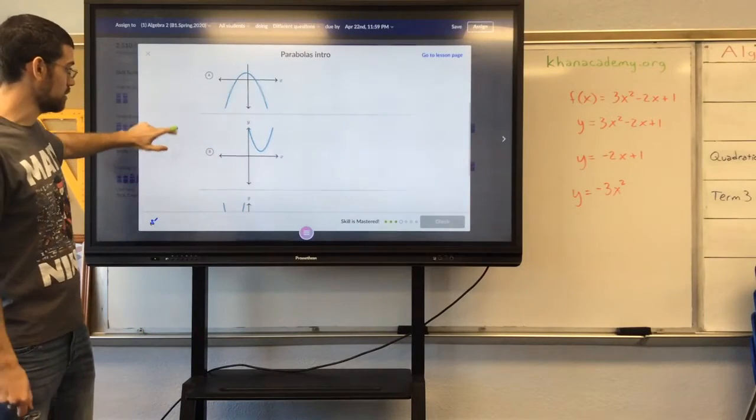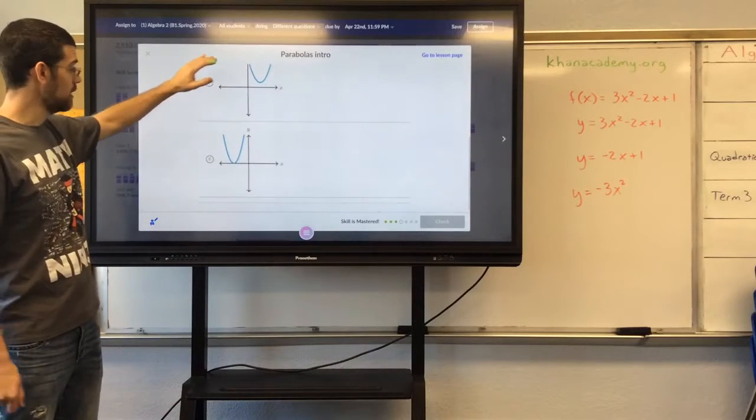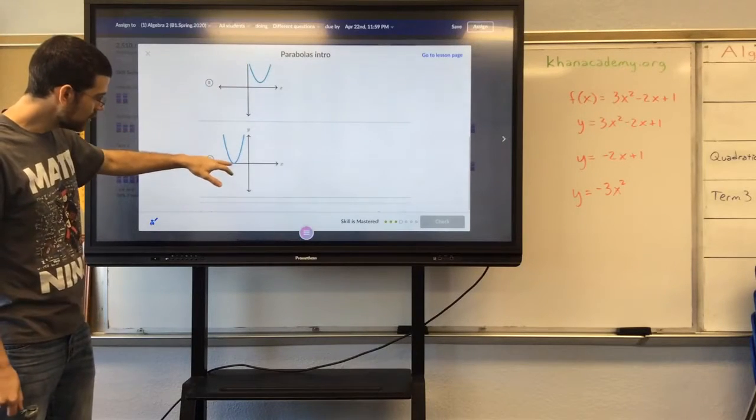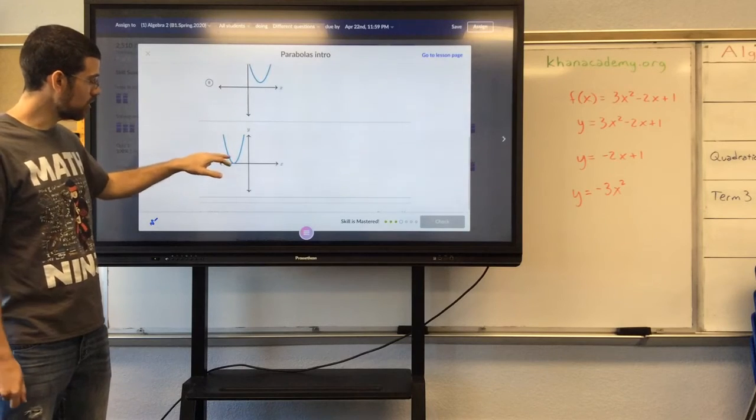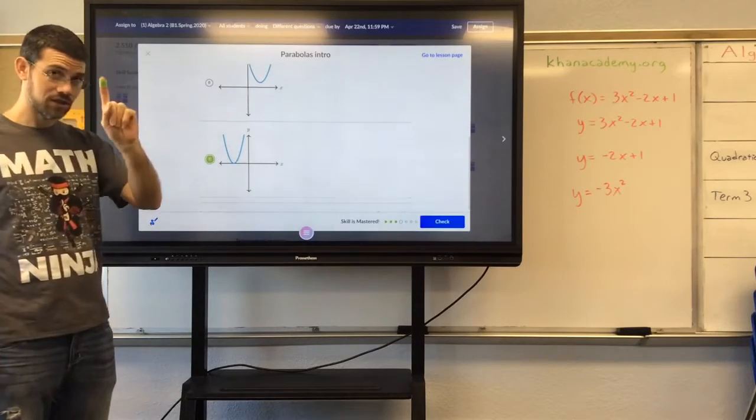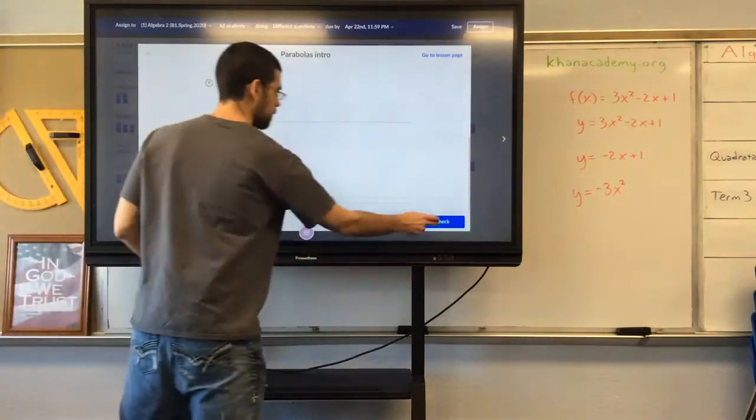All right, that one doesn't touch it at all, has no x-intercepts. This one has a vertex right on the x-axis. This one is the only one that has a single x-intercept.